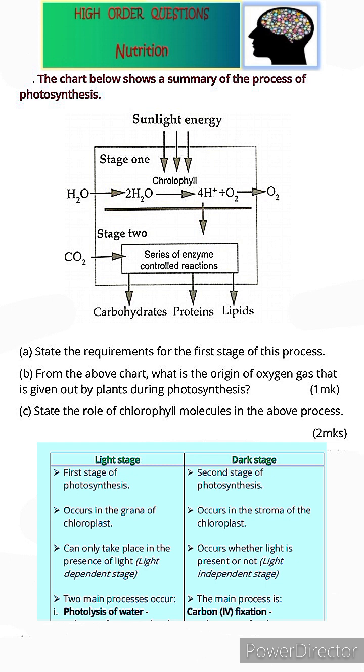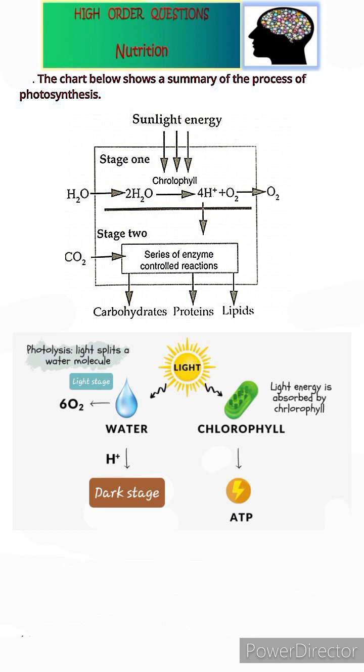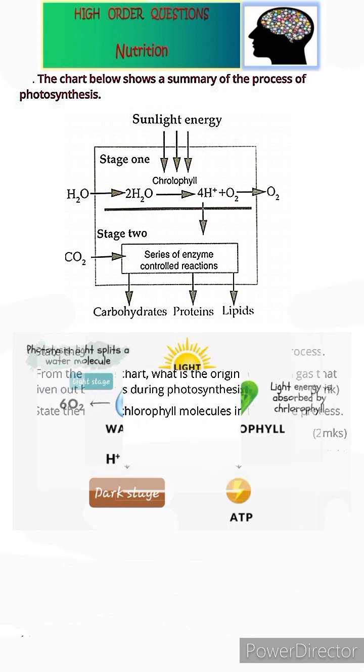The first stage is the light stage. The second stage is the dark stage. Now, the main process that occurs in the light stage is photolysis. Photolysis is a process whereby water molecules are split in order to form oxygen gas and hydrogen atoms. So you have the literal breakdown of water molecules using light energy in order to form hydrogen atoms. Now the hydrogen atoms that are produced will then proceed to the next stage, which is the dark stage. Oxygen gas is given off as a byproduct.